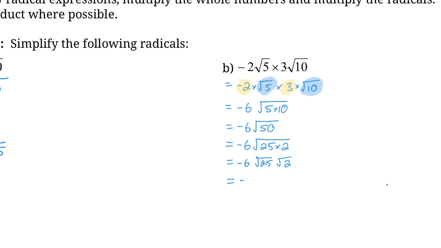So we got negative 6 multiplied by 5 multiplied by the square root of 2, and we can multiply those two numbers here. So negative 6 times 5 is just negative 30. And we cannot simplify that square root of 2, so this is now our final answer, negative 30 root 2.